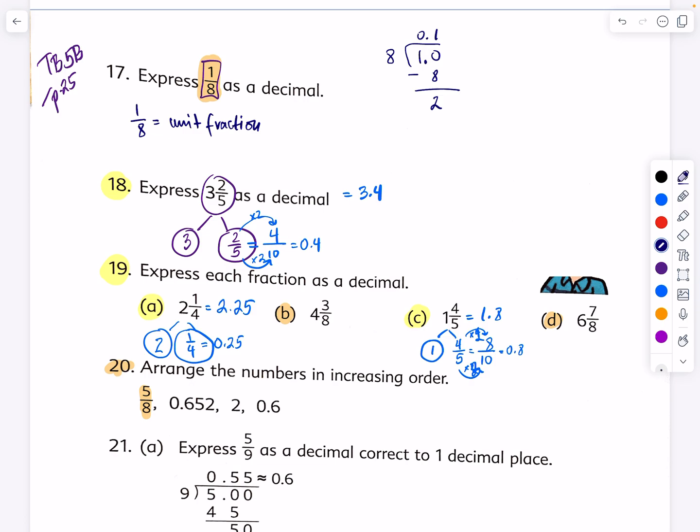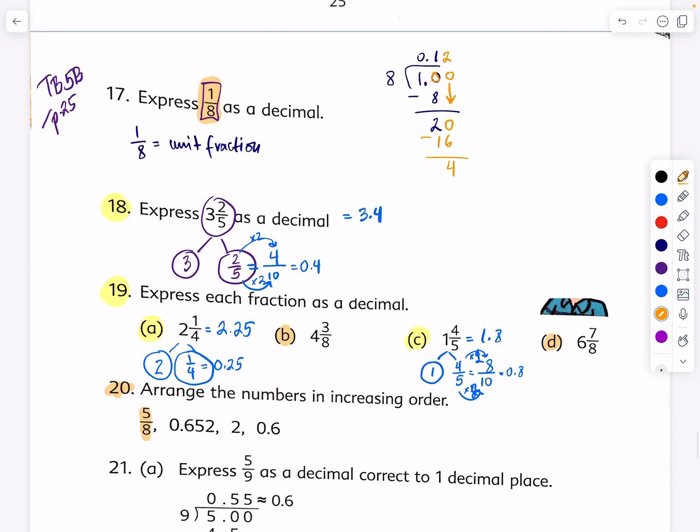Guess what? No remainders in 5th grade. We got to continue adding our trailing zeros. Let's bring down another 0. 8 goes into 20 2 times. 8 times 2 is 16. We subtract to find a remainder of 4.